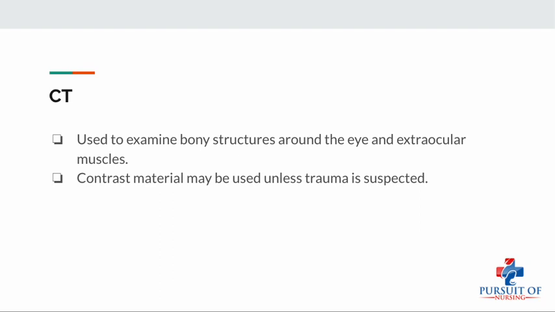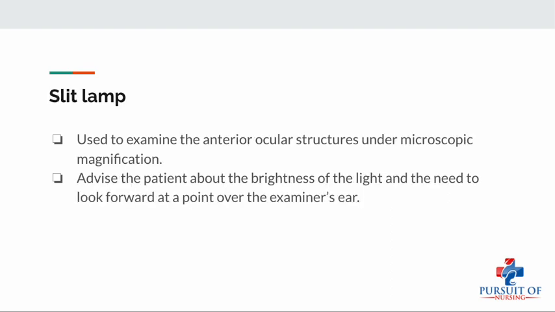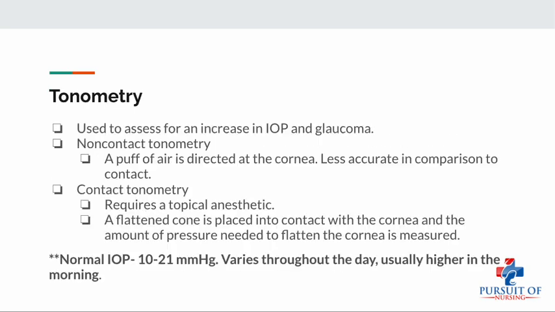All right, so a CT, it's used to examine the bony structures around the eye and the extraocular muscles, and contrast material may be used with the CT unless trauma is suspected. A slit lamp. So a slit lamp is used to examine the anterior ocular structures under microscopic magnification. So prior to the procedure, you want to advise the patient about the brightness of the light and the need to look forward at a point over the examiner's ear.